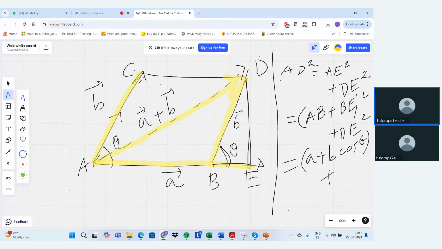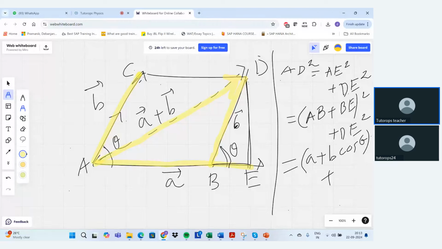Because basically AE square plus DE square. This is what is coming. Okay, let me remove the highlighter. So AE plus now DE square. This DE square is basically the same way.